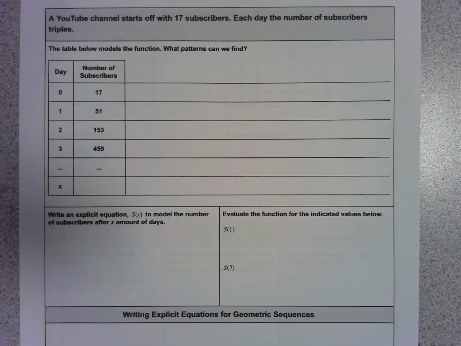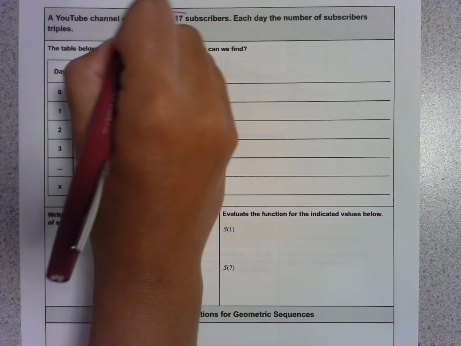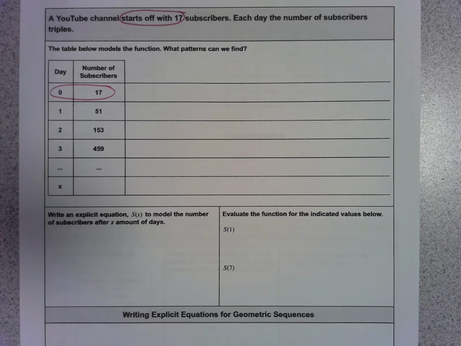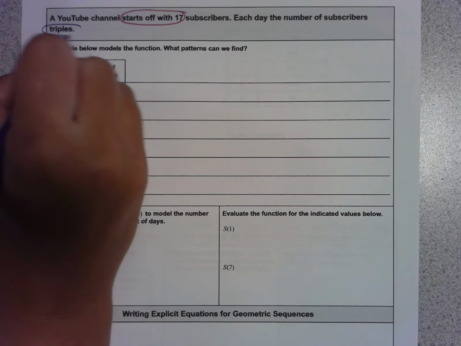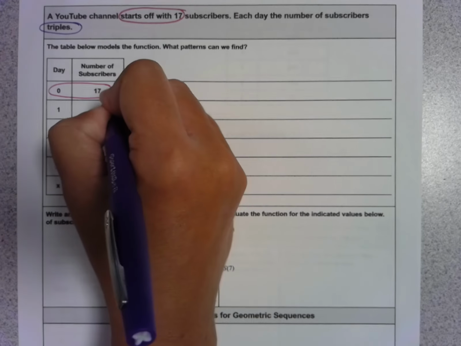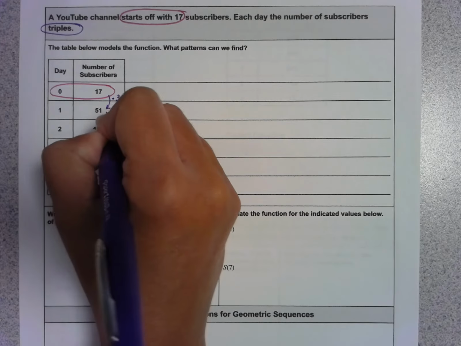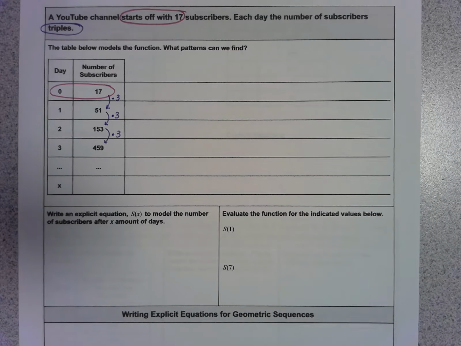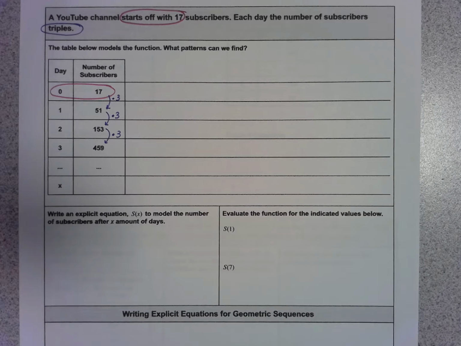So it says here a YouTube channel starts off with 17 subscribers. Each day, the number of subscribers triples. Now, it starts off with 17 subscribers, which makes sense in our table because we have a 0 and a 17 here. Our first output is 17. Each day, the number of subscribers triples, which we can see in our table. We can see the pattern of times 3, times 3, and times 3. Again, our goal is to write an equation here, and to do that, we're going to need to unpack the values in this table and write them out in a slightly different way.